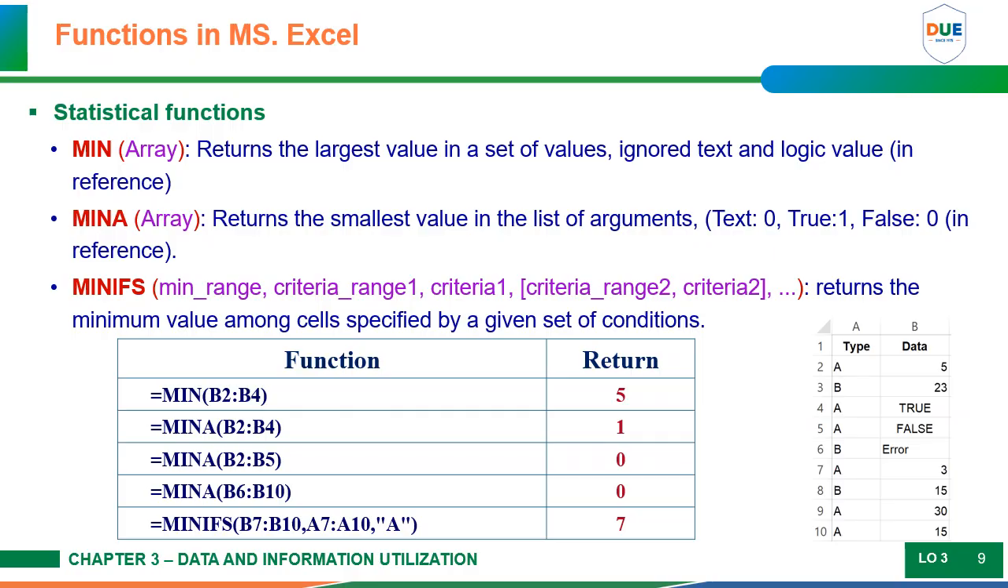Statistical functions with meanings such as MIN returns the smallest numeric value, ignoring text and logical values in the referenced range. Example: MIN(B2:B4) returns 5.